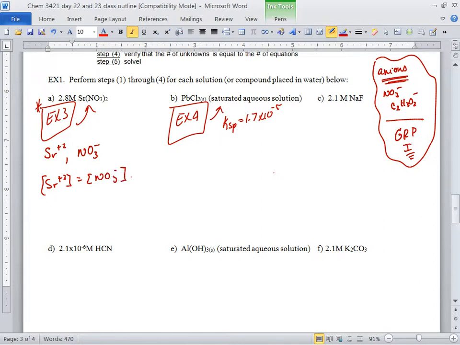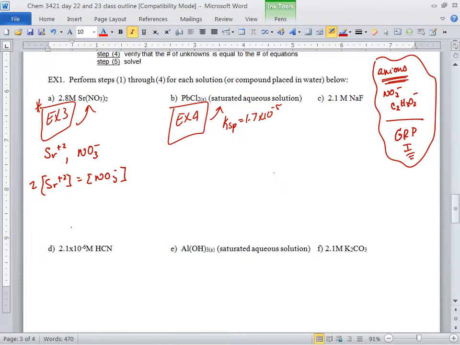So Mel, what's wrong with my charge balance? There's two strontium. Good. Okay. And then a mass balance? What would be a mass balance?